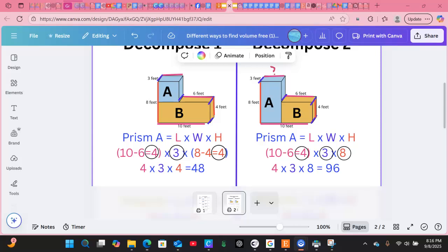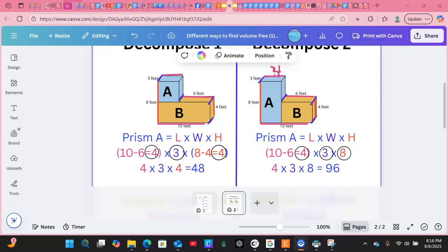And then for down here, for B, let's go through A. So for length, we have 10 minus 6. That will give us 4. So our length up here would be 4, times 3. Again, if our width is 3 right here, it's going to be 3 going all the way down. So we didn't need to do anything with the 3.